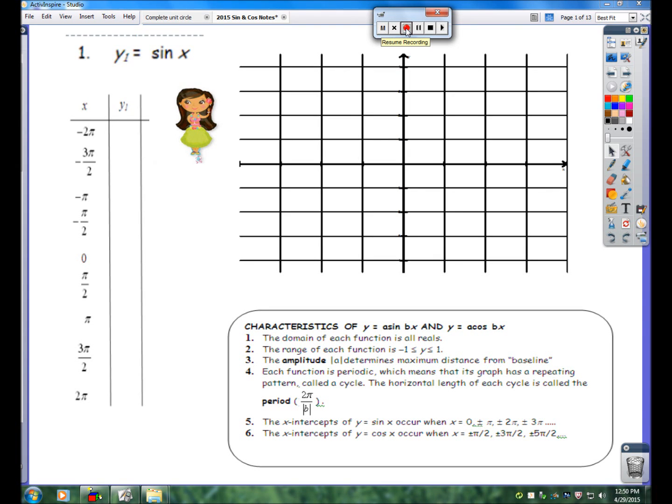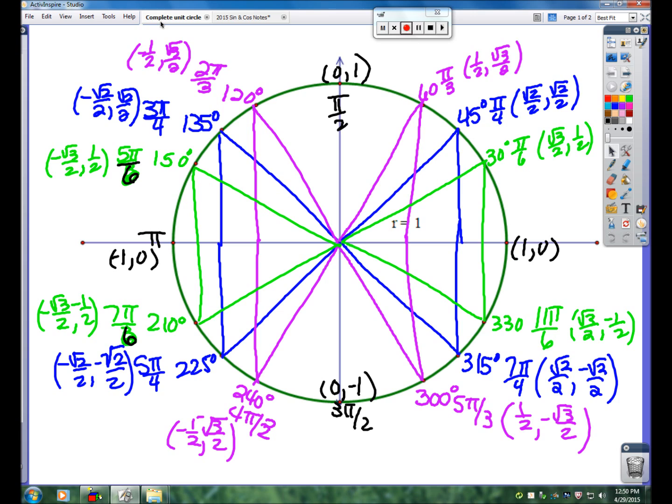All right, these are 11D notes. Today we're going to be graphing the sine, cosine, and trig functions. So we're going to learn the parent graphs for each one of these functions. It's probably useful to have the unit circle that you made out with you, as we're going to refer back to it as we go through.